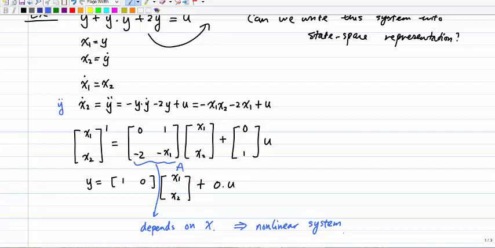Typically, when we have x dot equal to A, which could be a function of x, times x, plus Bu, and y is Cx plus Du, even if only one of them depends on x, this is called a nonlinear system. So we cannot use what we talk about in the later lectures on solutions and stability. All those probably won't apply to this type of nonlinear system.